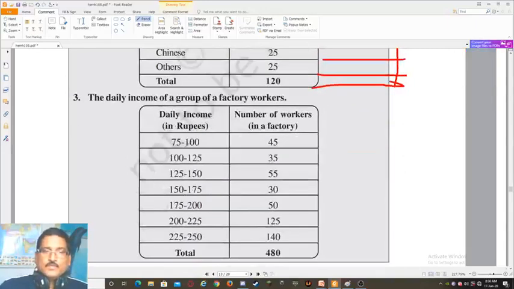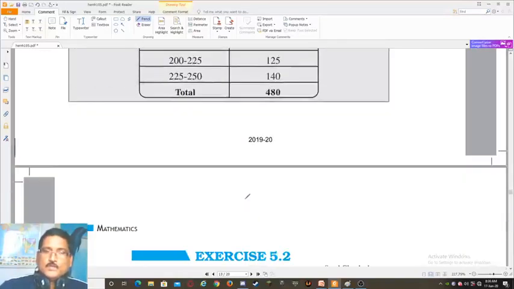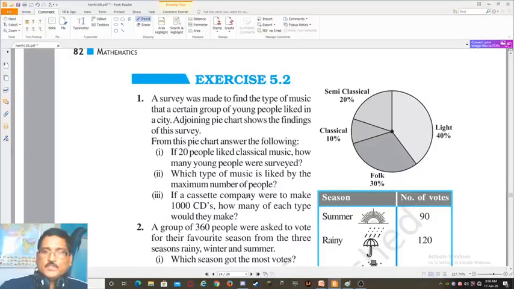Same for daily income groups. This one I have covered in my previous presentation: income group of workers. Okay, you can go through it. You replay my previous video, then you will get it. Whatever I have done, that was the example sum. Now it is a question. How does a pie chart help us to get the answer?